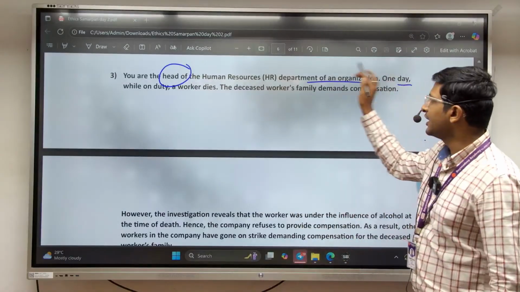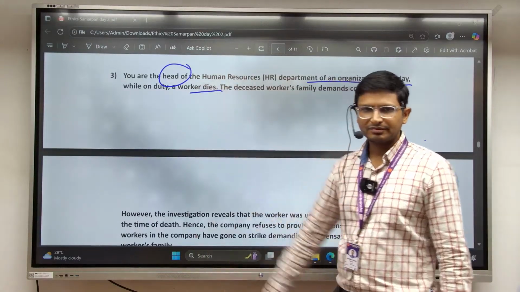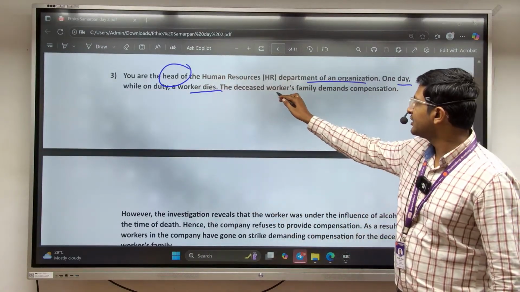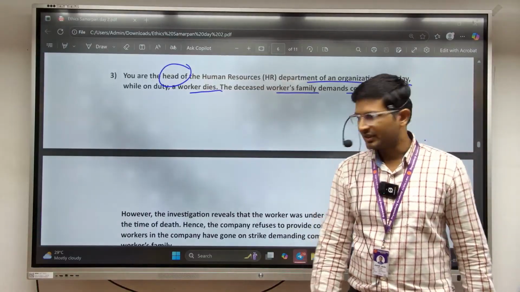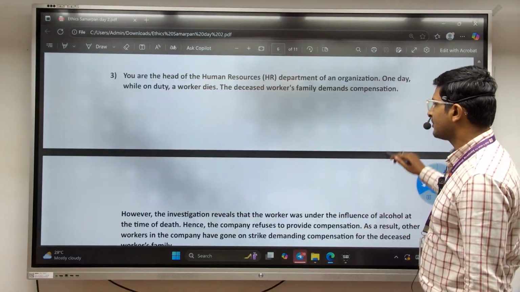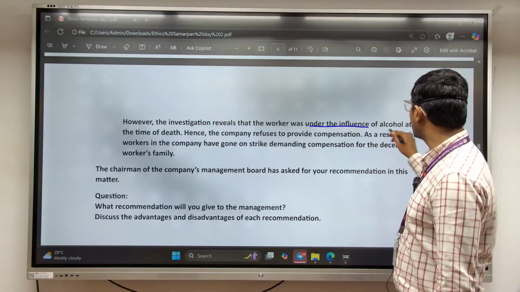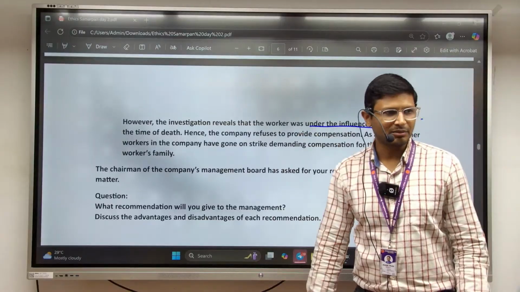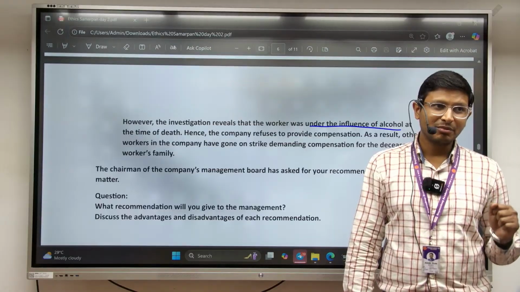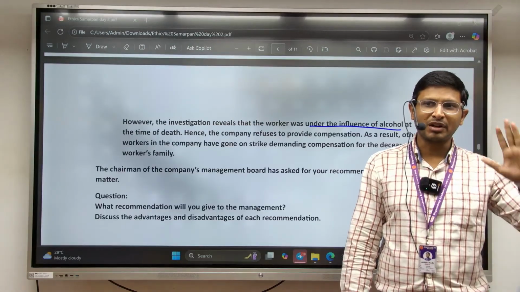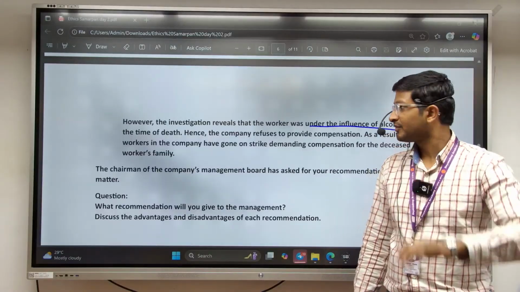Then one day, while on duty, a worker dies. Then a deceased worker family demands the compensation now. Okay, then however the investigation reveals the worker was under the influence of alcohol at the time of death. मतलब अब यहाँ पे पता तो है कि वर्कर की डेथ क्यों हुई है, because worker was under the influence of alcohol, but family is demanding the compensation now.